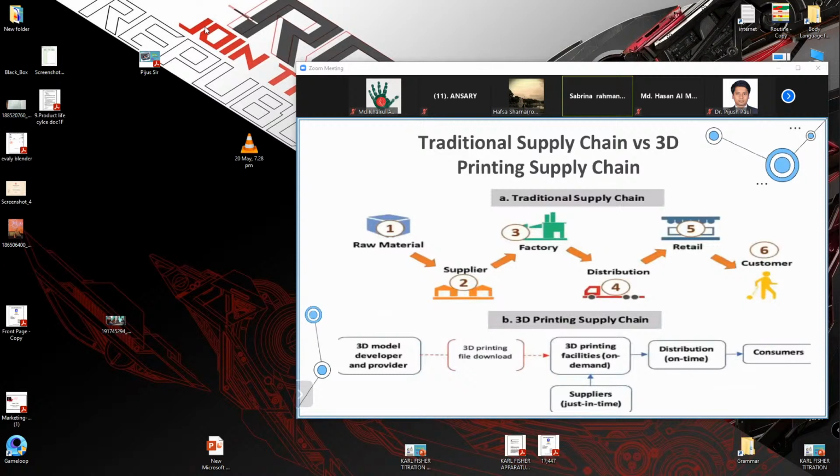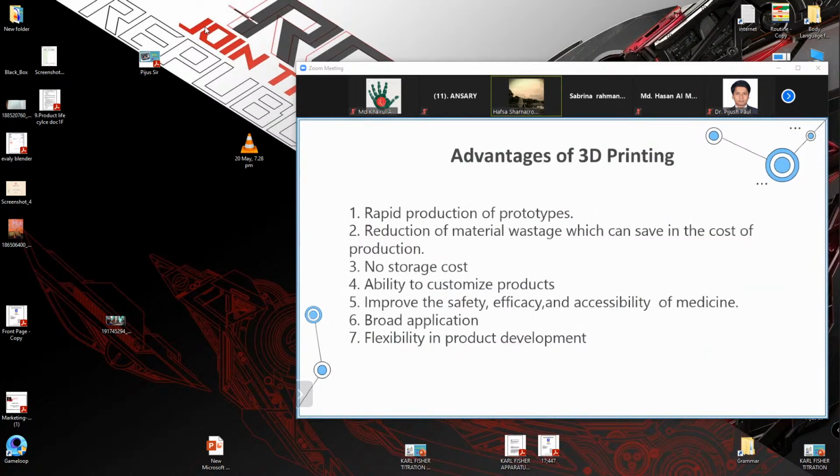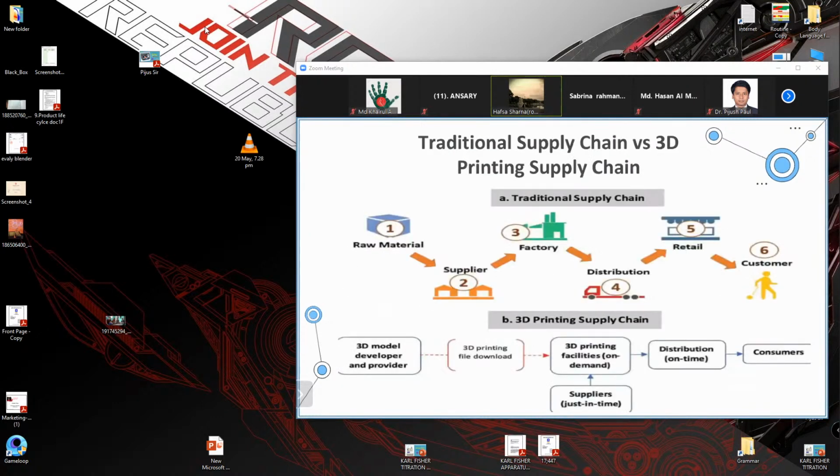The traditional supply chain of 3D printing is here. Next slide.